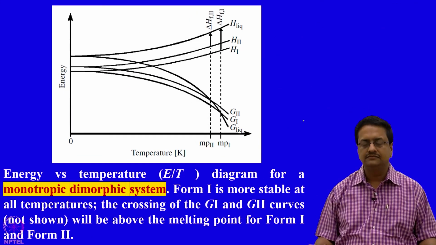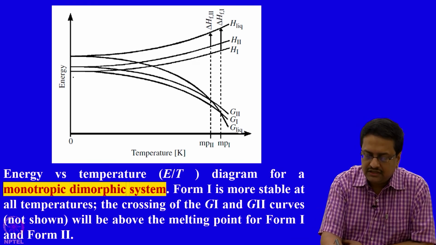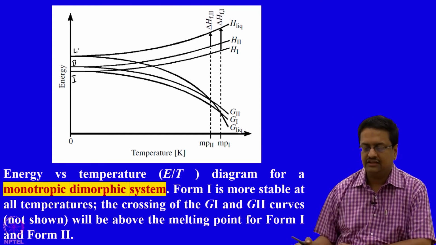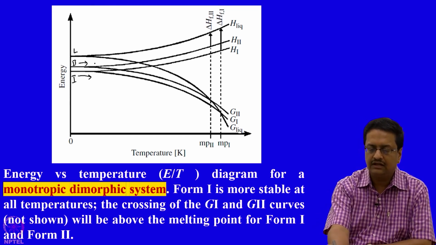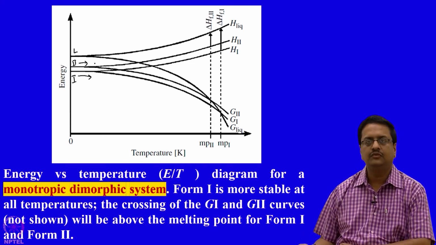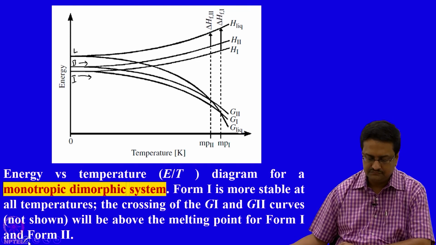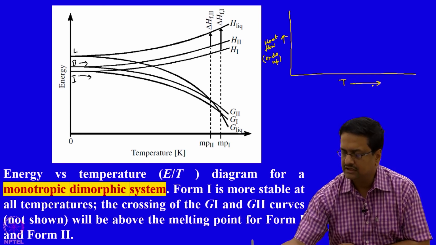The other possibility of a similar dimorphic system can be shown like this, where the energies of form 1, 2 and the liquid phase are shown here, the corresponding H and G's are shown, and what we see is the plots for G for 1 and 2 do not intersect at any point before their melting points. So what happens if we do a DSC of such a system? So we again plot the heat flow in y-axis with endo up and temperature in the x-axis.